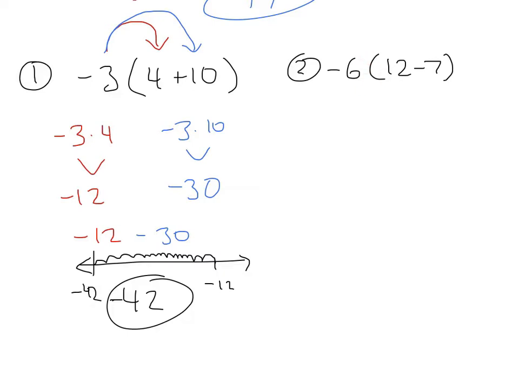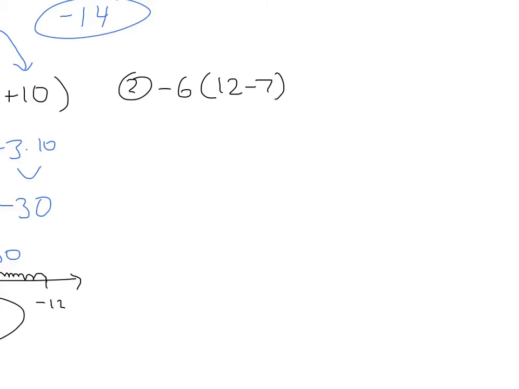Alright, this one here, let's see, what I would do is I'd say negative 6 times positive 12. That gets me a negative 72. And then I have a negative 6 times a negative 7. Negative 6 times negative 7 gets you a positive 42.